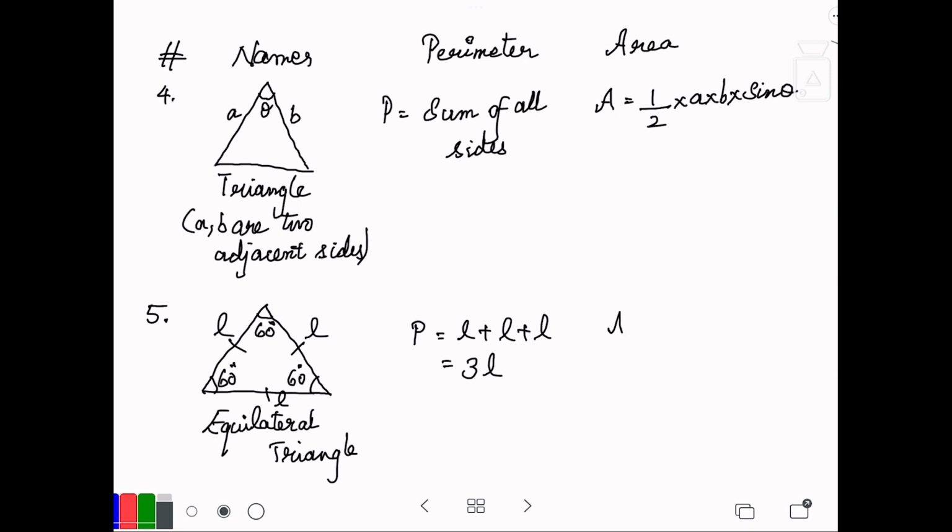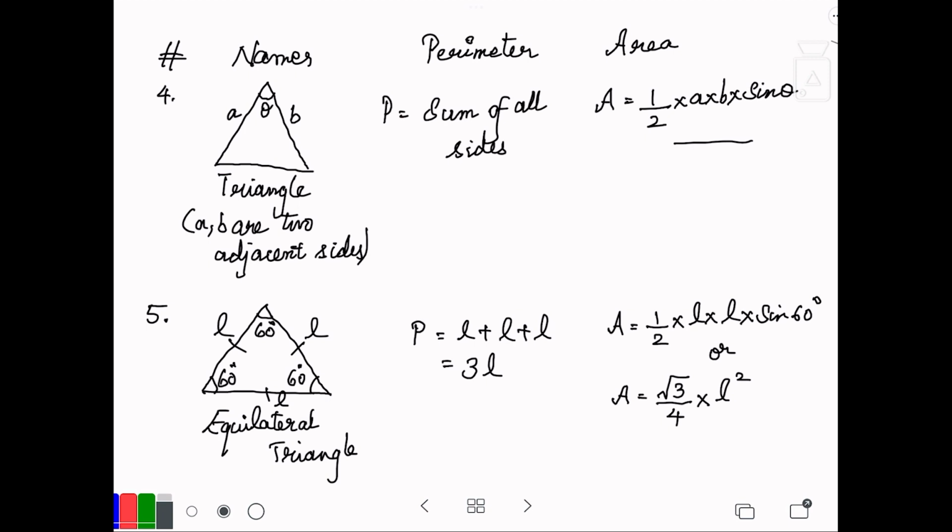What will be the area? By applying the same formula you got here, you can use half times L times L times sine 60. This is one way of doing it. Or there is another formula you can use, which is root 3 by 4 into L square, where L is the side of the triangle.